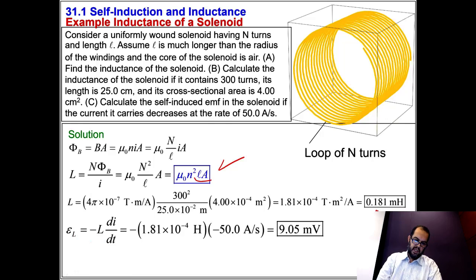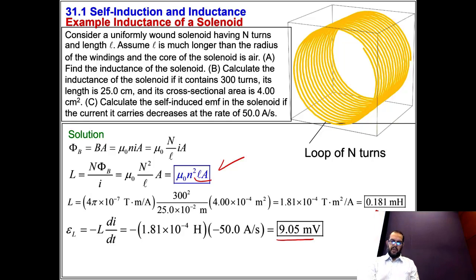When you calculate that, you find this is 0.181 millihenries. And if you do the calculation of the induced EMF, EL, the self-induced EMF, minus L di/dt, it's going to be equal to 9.05 millivolts. Notice that it's not a big voltage, even though we have 300 turns in the solenoid. The induced voltage is not really a big voltage.